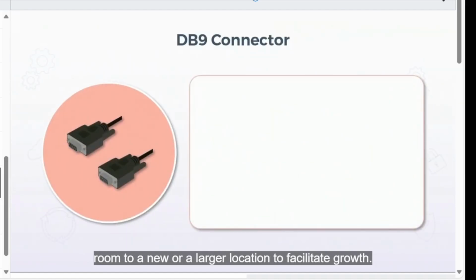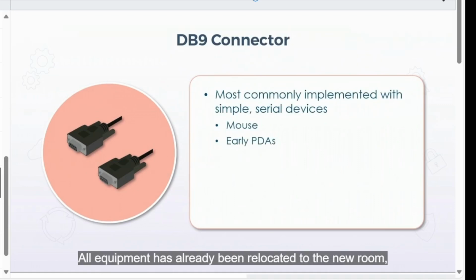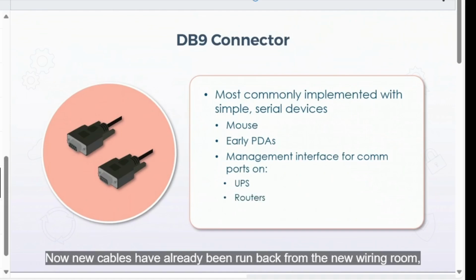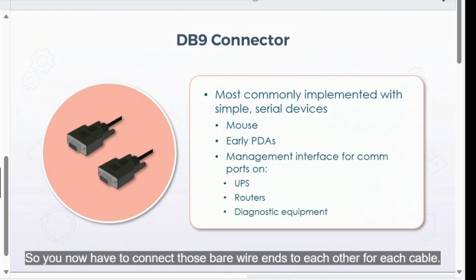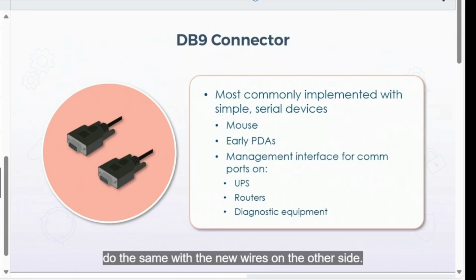Now, the DB9 connector has been around for a very long time and was most commonly found with simple serial devices such as a mouse and some early personal digital assistants, but you may still find them in use as the COM port or the communications port for various devices such as uninterruptible power supplies, routers, and other industry-specific diagnostic equipment. So with respect to a personal computer, unless you still have a very old system still in use for a specific purpose, I would say you would almost never see a DB9. But many of these devices may still have them, even if they aren't used anymore. They might still be present just for backward compatibility.